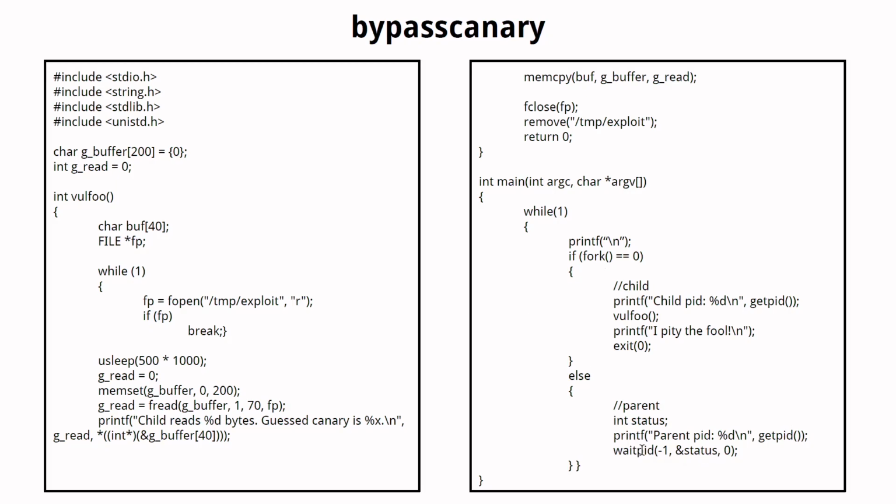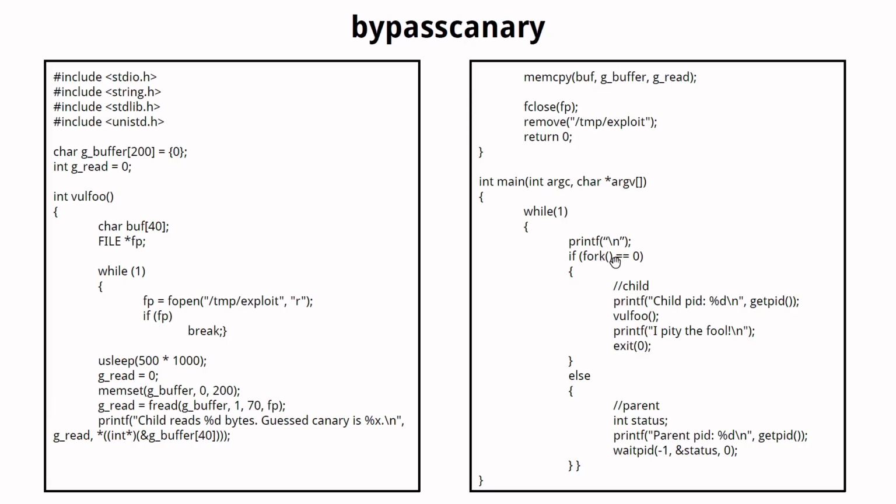So the parent process doesn't do anything, just waits for the child process. The child process will call val foo. If the child process doesn't return, the parent process will just hold here. Okay? So this program will have at most two processes, one child and the parent. It will not fork any other child.